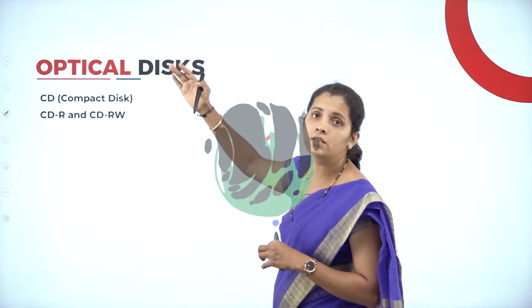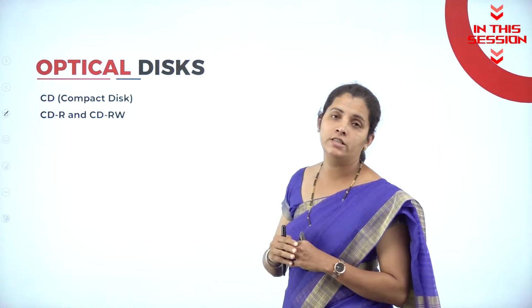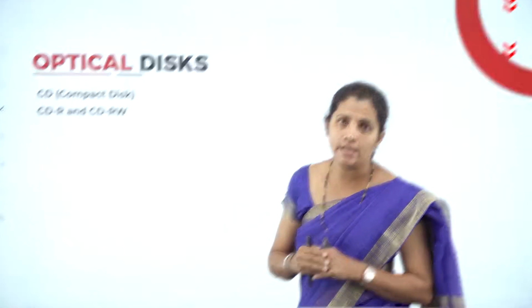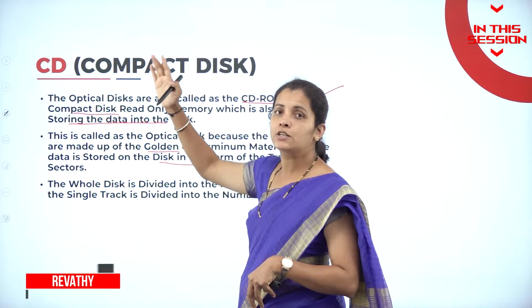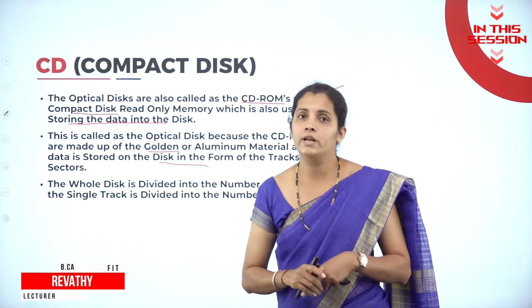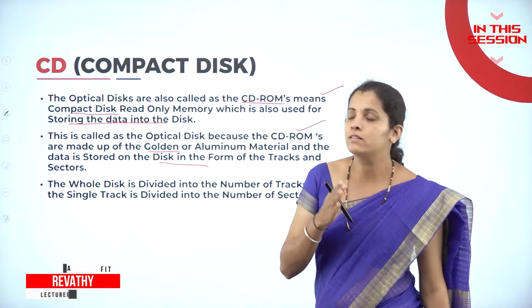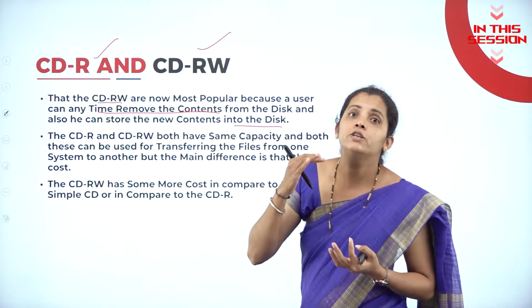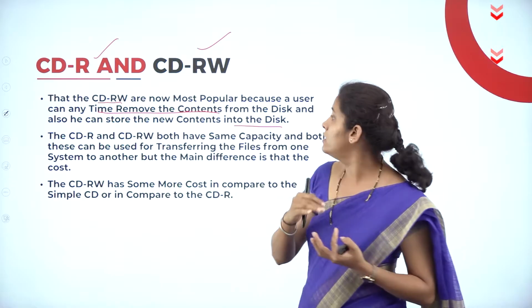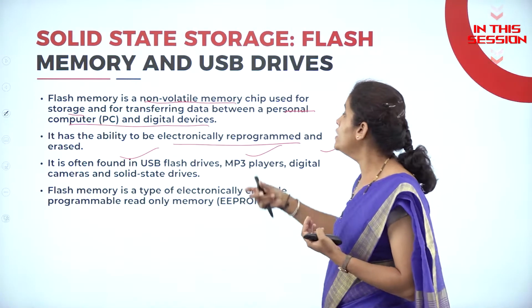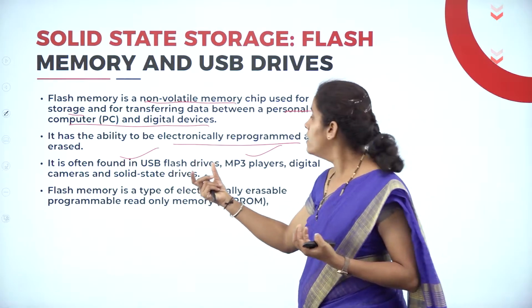It uses optical technology and techniques to read and write the data. In CD, that is compact disc, the data are mainly stored in the form of tracks and sectors. CD-ROM, it allows the user to rewrite the content. Flash memories are more frequently used in USB.